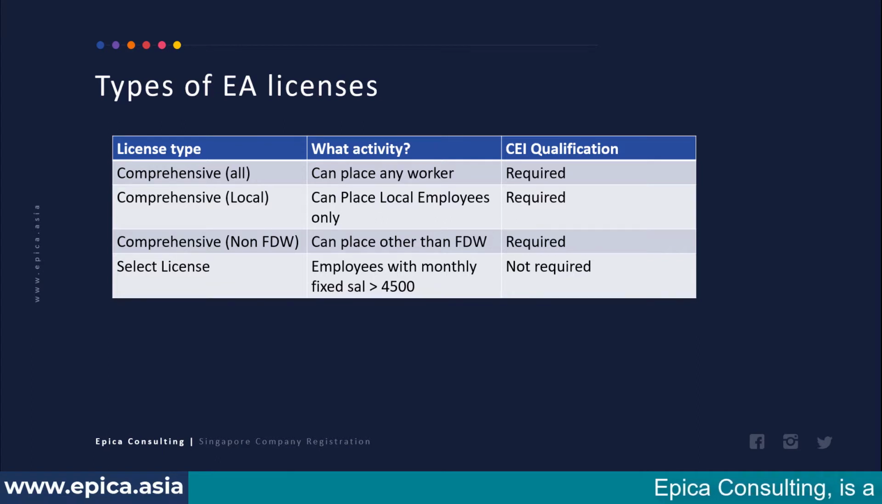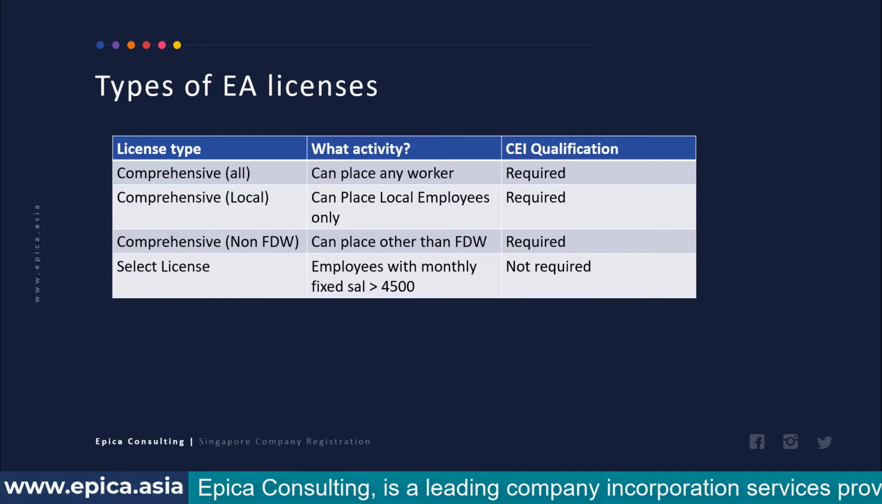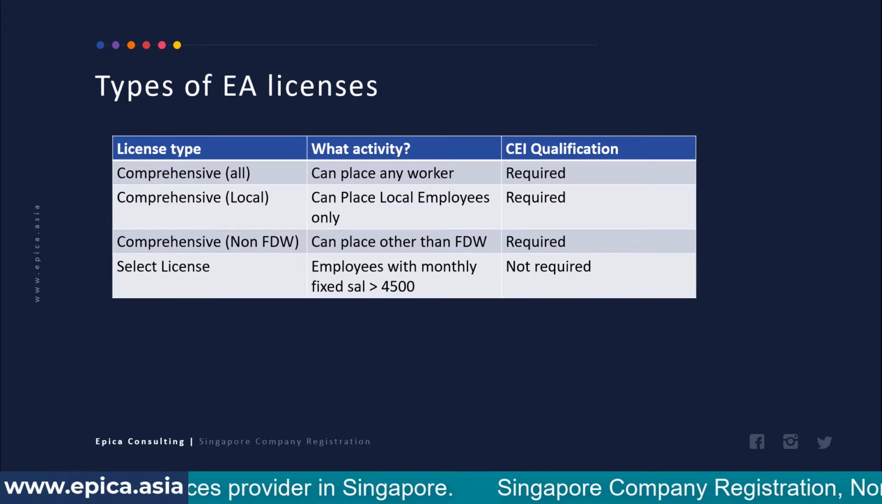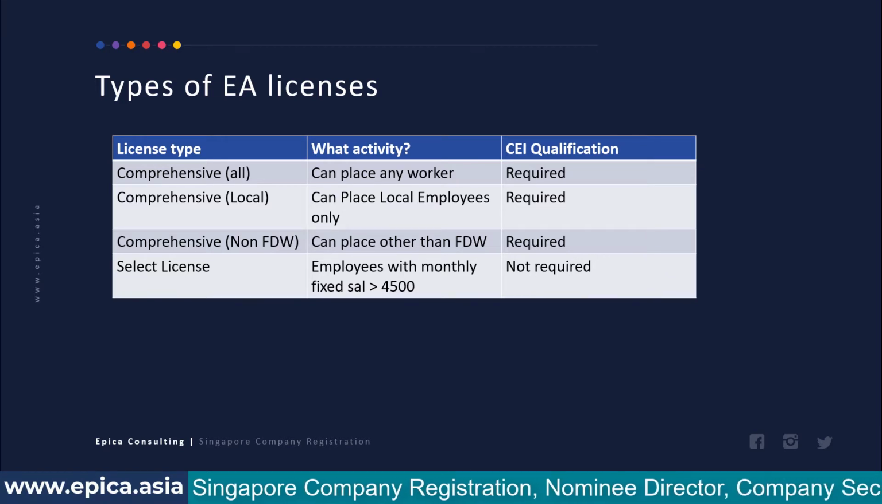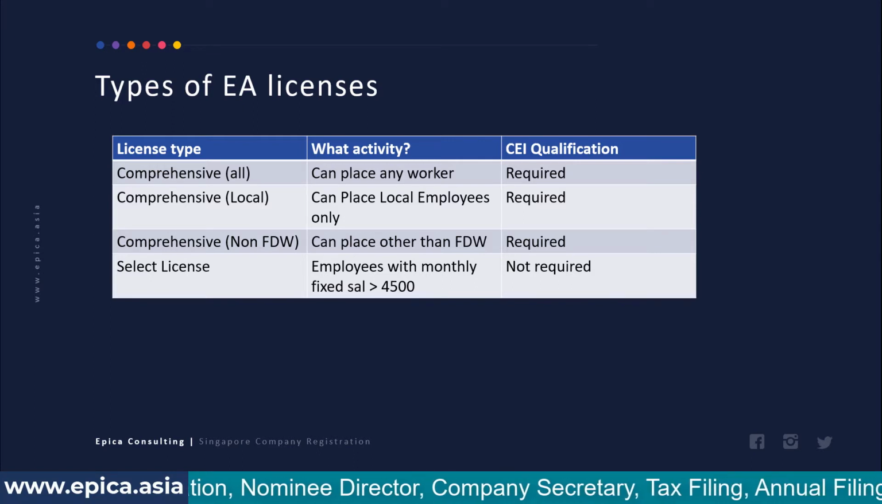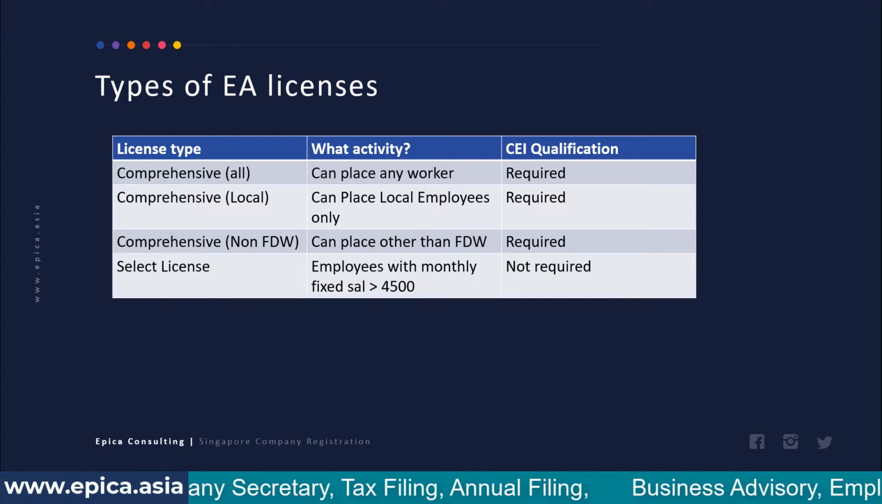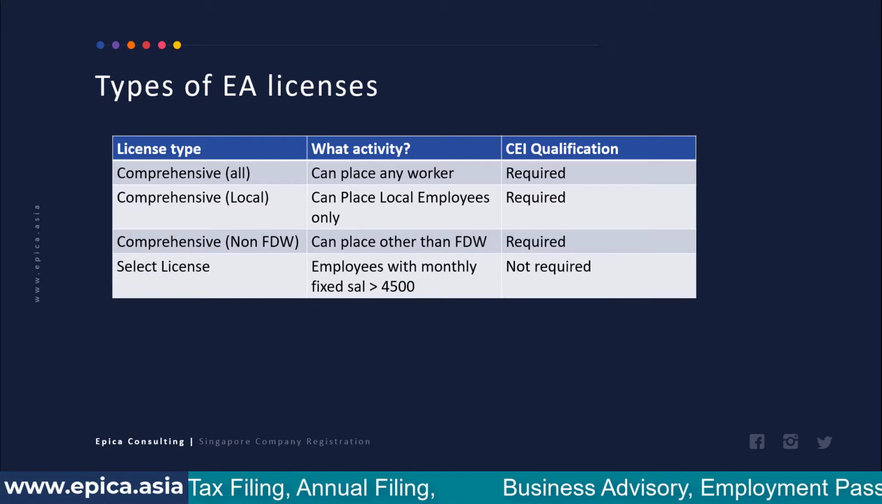The first license type is comprehensive all. That means if your organization has this license, you can place any kind of worker in Singapore. And for this, your staff and your key appointment holder must be suitably qualified with CEI qualification. If you take comprehensive local license, then you can place only local employees and you cannot bring in foreign workers while having this license. So you cannot work with foreign workers to place them in Singapore. And again, CEI qualification is required.